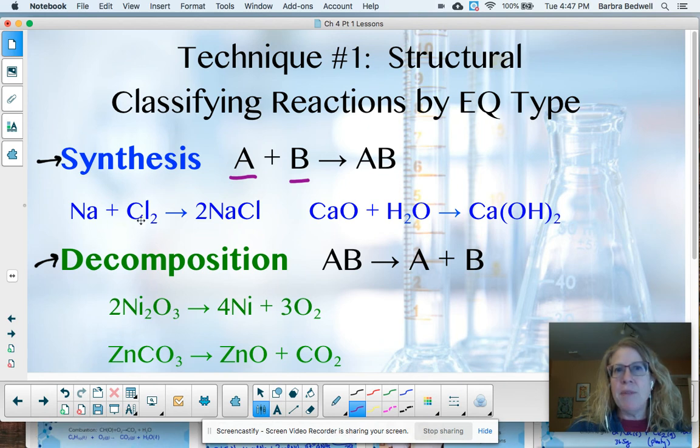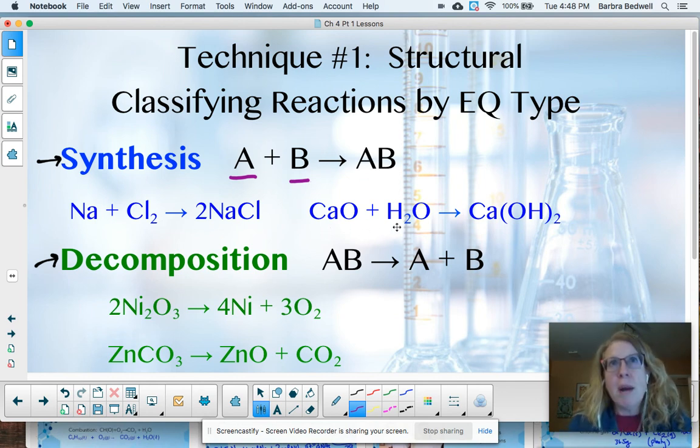You can see an example over here on the left, where we've got sodium plus chlorine gas. If we put those together under the right conditions, they can indeed synthesize table salt, sodium chloride. Just because we say A plus B doesn't mean there are no coefficients or subscripts. You still have to balance charges and do all that kind of stuff. But it's element plus element to make compound.